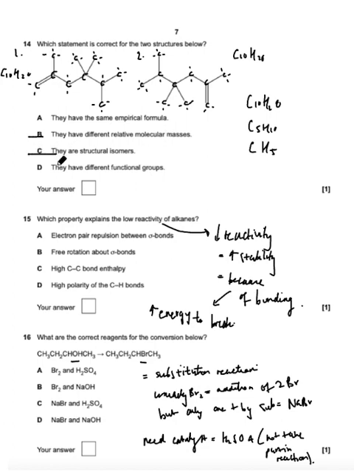C is wrong. They have different functional groups? No, they contain the exact same functional groups. They have a double bond between carbons here, and they have the exact same functional group. So that means just this double bond. That's it, and they both have it. And so D is wrong.